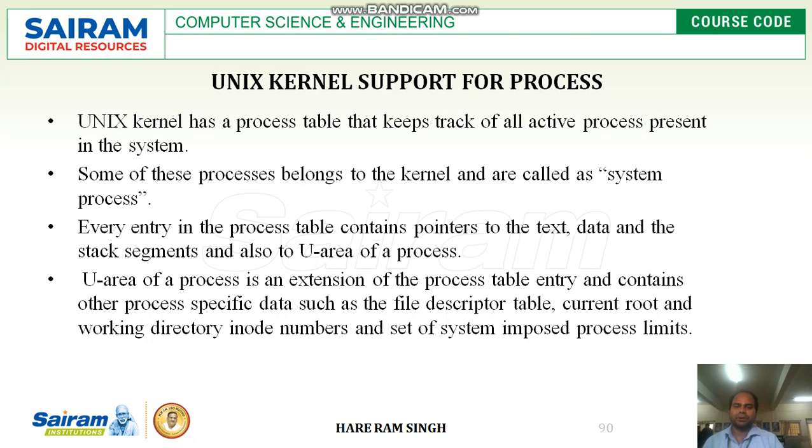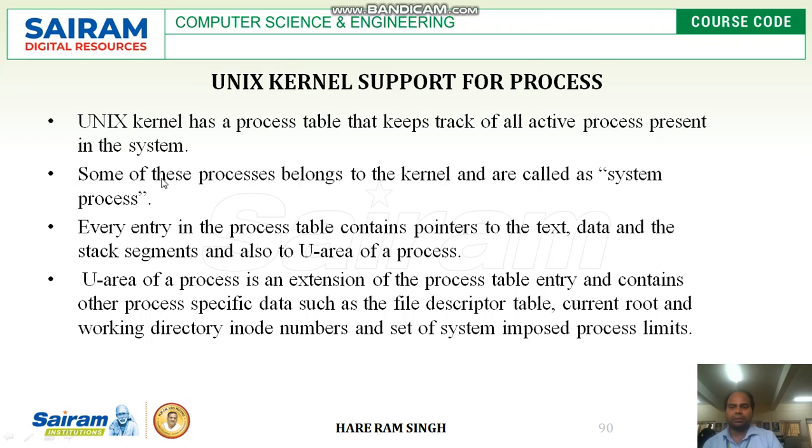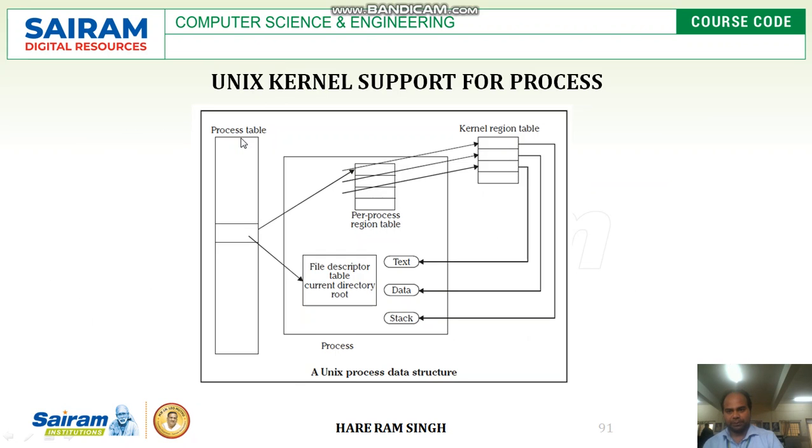The Unix kernel has a process table that keeps track of all active processes present in the system. So for example, Unix has a process table which contains all the active processes running currently. Next, some of these processes belong to the kernel and are called system processes. So some of these processes belong to the kernel and they are called kernel processes.